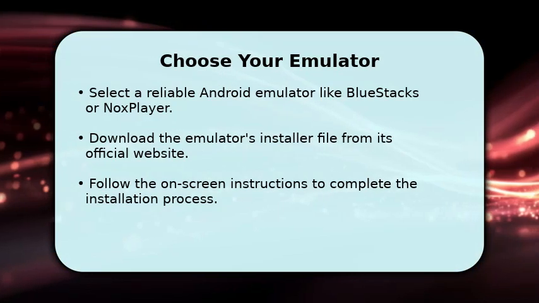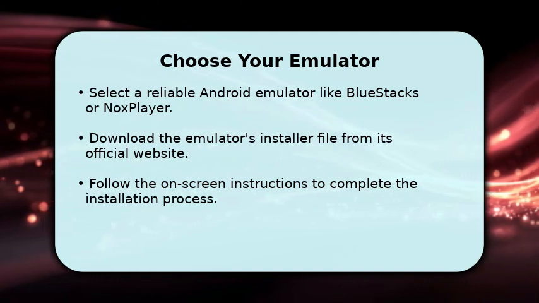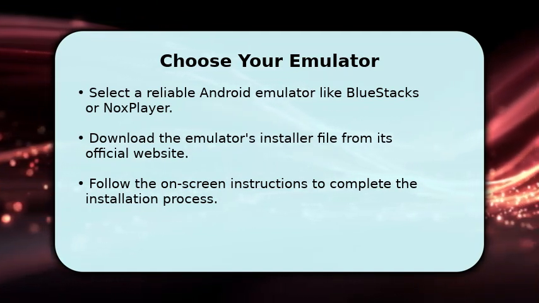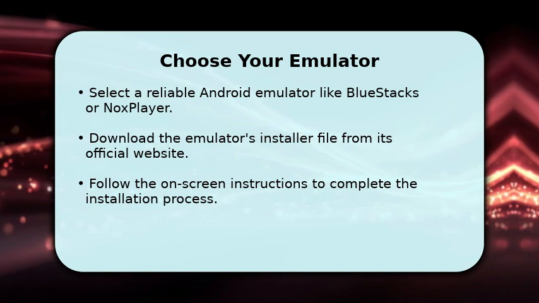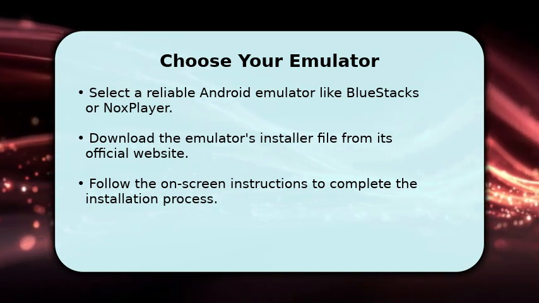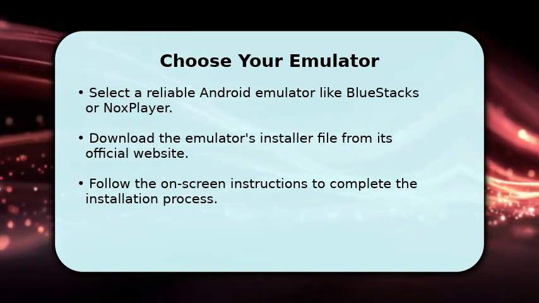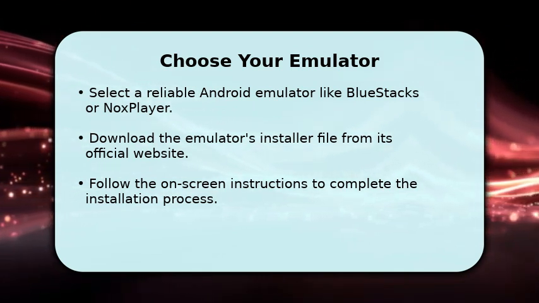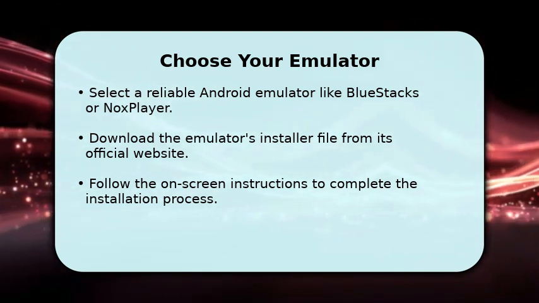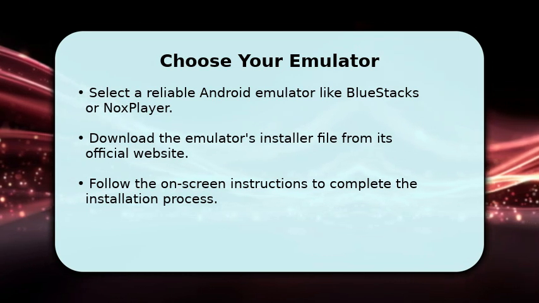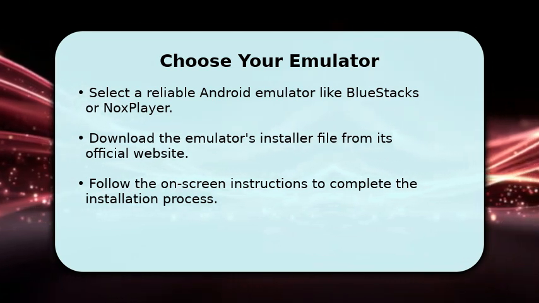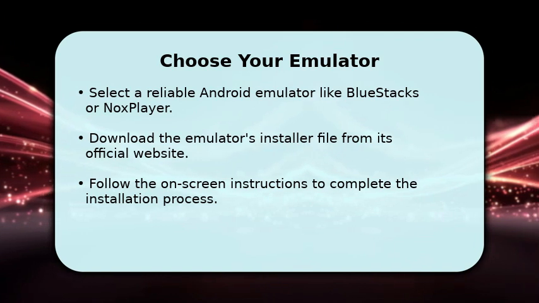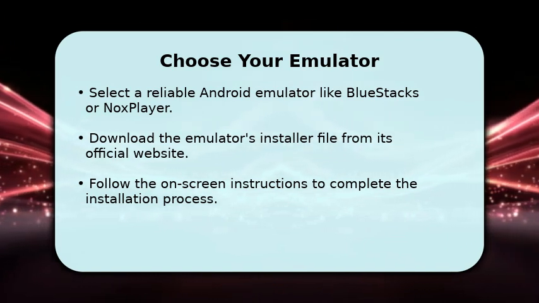To begin, you'll need to choose a reputable Android emulator. Popular options include BlueStacks or Nox Player, both known for their performance and compatibility. Visit the official website of your chosen emulator and download the installer file. Once downloaded, run the installer and follow the simple on-screen prompts to complete the installation. This usually takes just a few minutes, depending on your system.